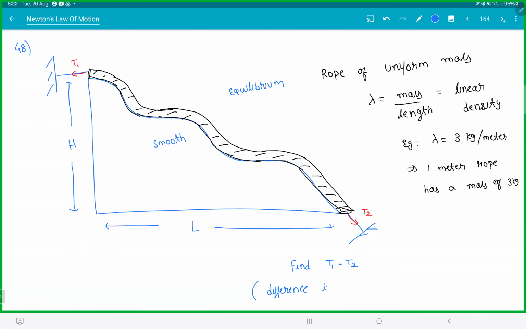The difference in tension between the upper and the lower end. The end result is good.